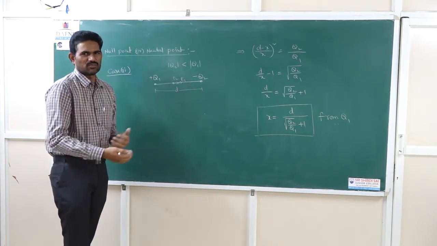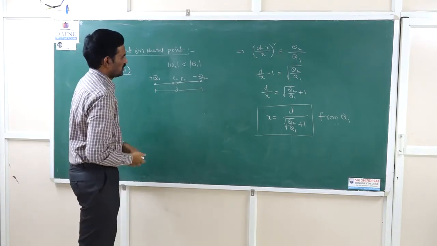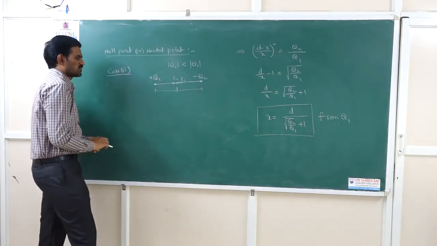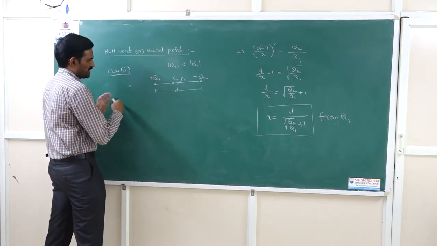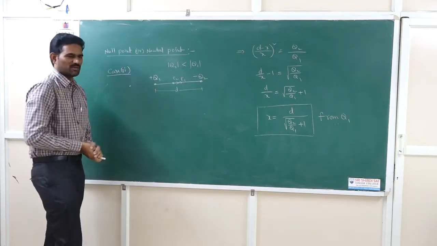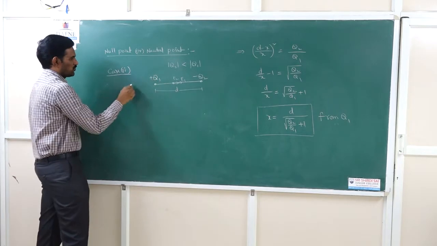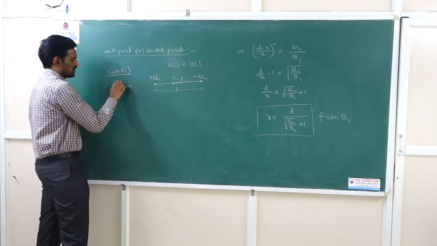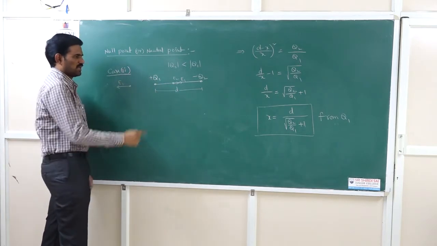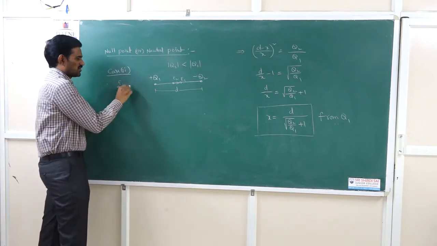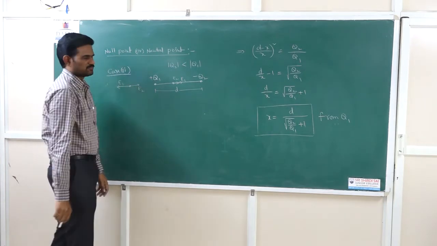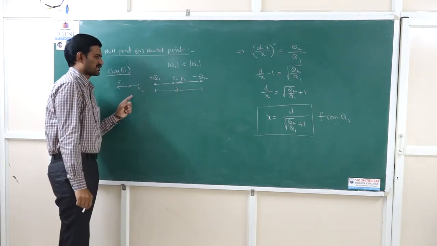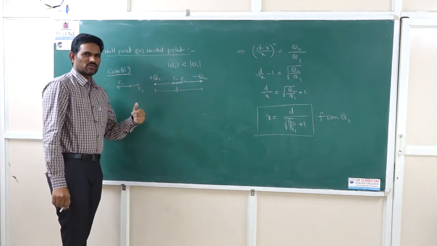Because we should add them, E1 plus E2, for the net field. And now suppose I am taking this side here, outside the charges, on the left side of Q1. The electric field due to Q1 is away from the charge like this because it is a positive charge, and the electric field due to the negative charge is towards the charge. So E2 will be along this direction. So they are in opposite directions. So there is a chance of getting the neutral point here.